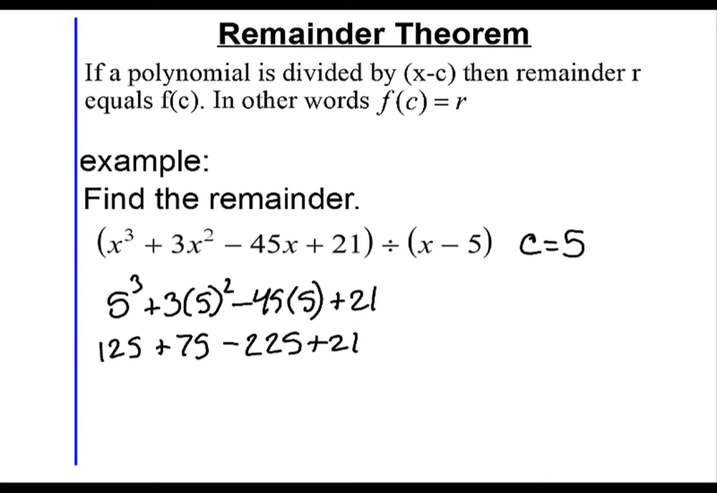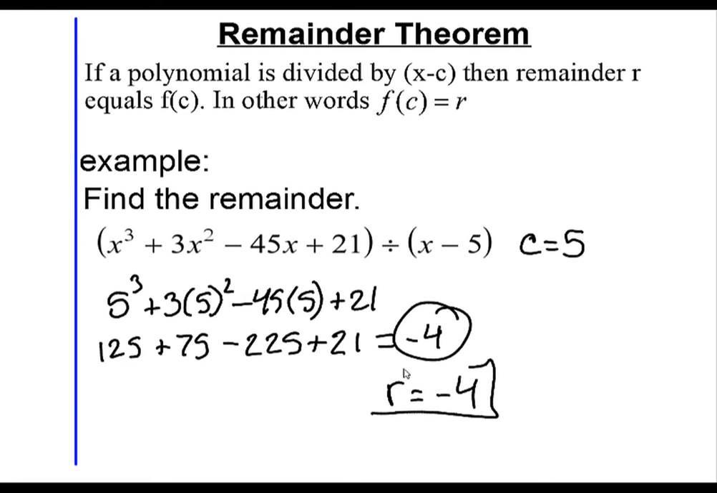So 125 plus 75 minus 225 plus 21, this equals negative 4. So the remainder is negative 4. So our r is negative 4.